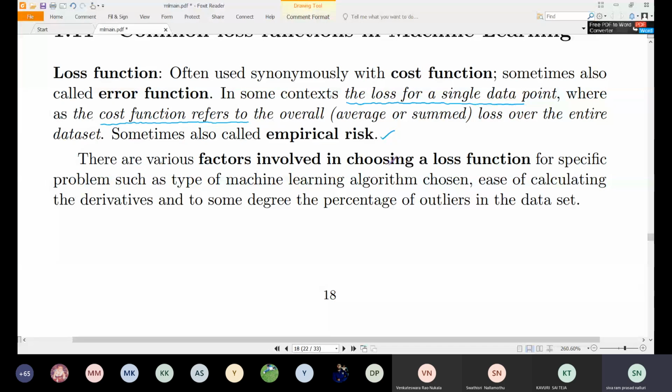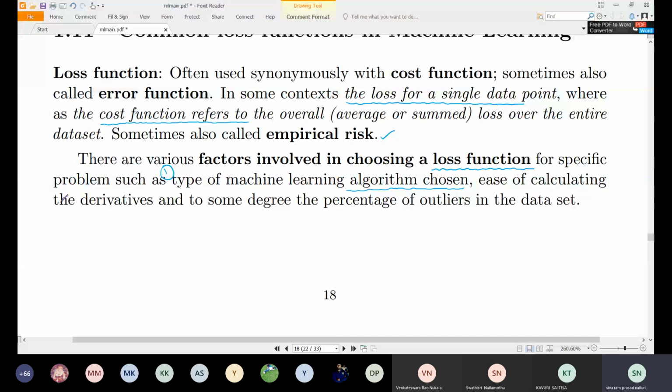There are several ways. We have shown only one way of calculating the error. There are several mathematical expressions to calculate the loss. And the factors that affect the method you choose for loss calculation are, first, what kind of learning algorithm you are using. That is, which function we use to calculate the loss value depends upon the first factor, the type of machine learning algorithm you have chosen.